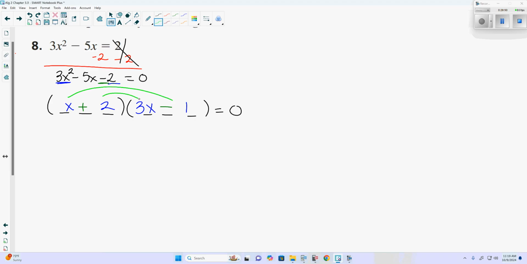And then we can check here. X times negative 1 would be negative x. 2 times 3x would be plus 6x, giving us a positive 5x. Is that the middle term we wanted? No. We need it to be negative. It is the correct number, but the wrong sign. So we need to flip the signs. Because now x times 1 is going to be positive x. Negative 2 times 3x is negative 6x, which does indeed give us our negative 5x that we wanted.